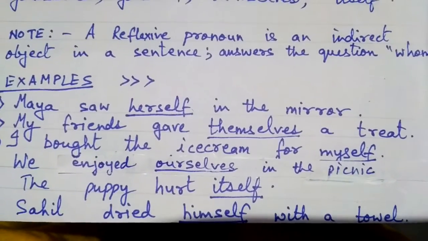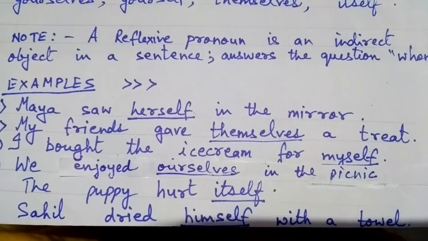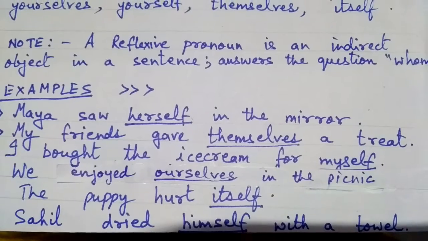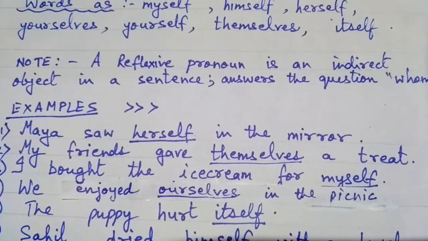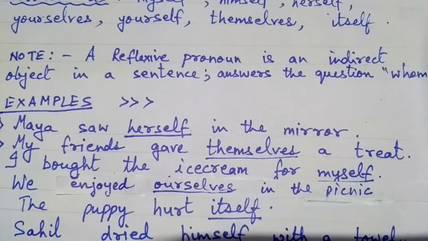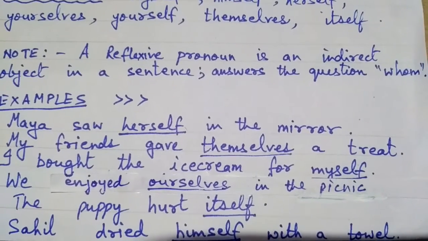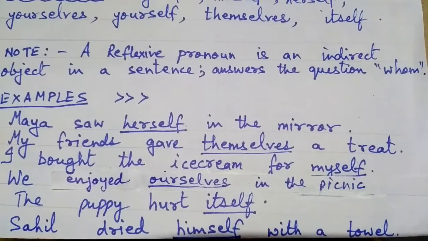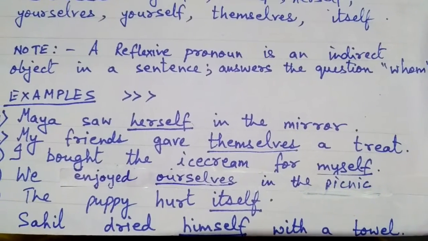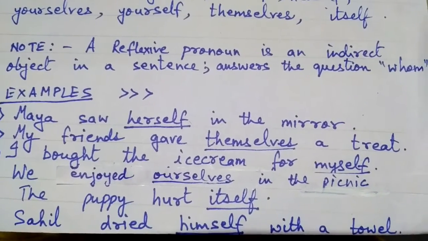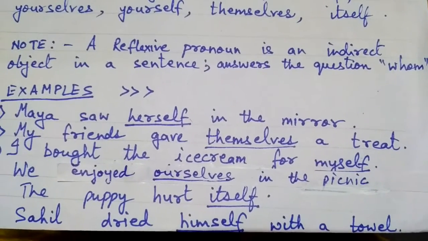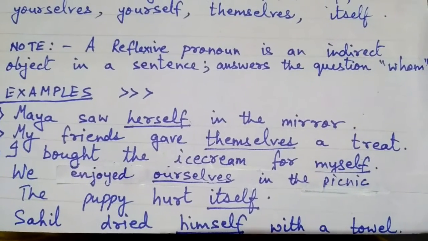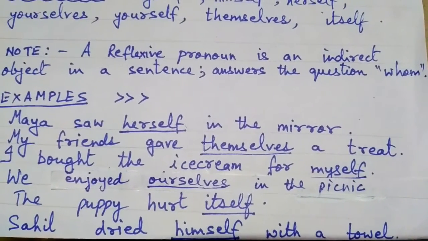We enjoyed ourselves at the picnic. We enjoyed whom? We enjoyed ourselves. We enjoyed what? We enjoyed the scenery, the food, which is not mentioned here. But the question is, we enjoyed whom? We enjoyed ourselves. The puppy hurt itself. The puppy hurt whom? Itself. And the word itself is related to the subject here, the puppy. So the subject and the object are correlated.